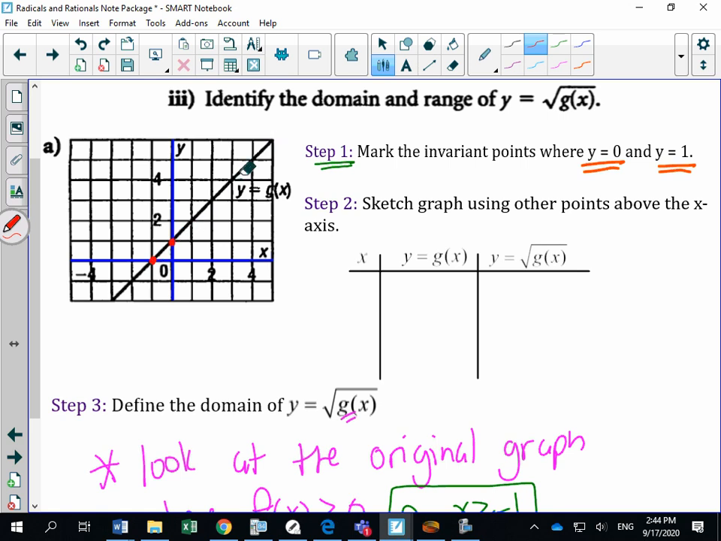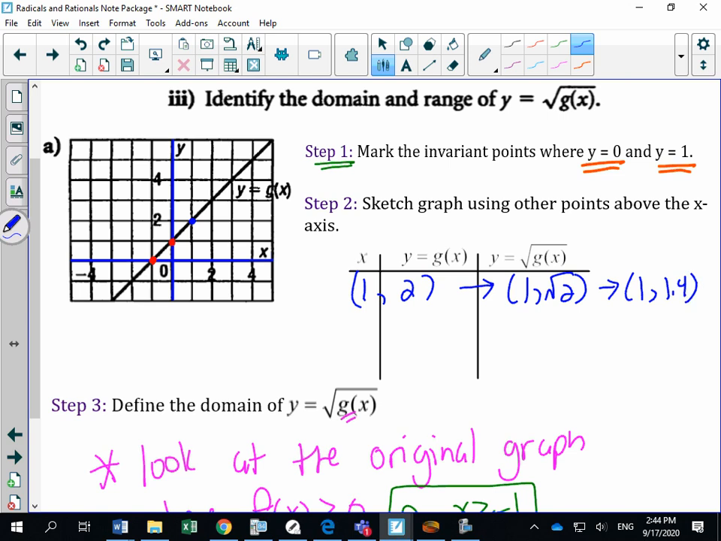Then I need some other points on my graph of the original function. So let's take, for example, this point here on my original function. Let's take 1, 2. So that point there on my transformed graph, which is the radical, it's going to be 1 and the square root of 2, because we always take the square root of the y values. And the square root of 2 is going to be 1, 1.4.